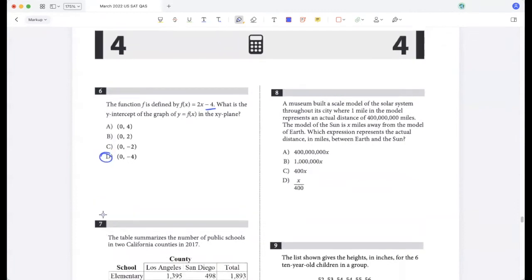A museum built a scale model of the solar system throughout its city, where 1 mile in the model represents an actual distance of 400 million miles. The model of the sun is x miles away from the model of Earth. What expression represents the actual distance in miles? So 1 mile is actually 400 million miles. So in the model, x miles will be equivalent to an actual distance of 400 million times x miles, right? So that's option A.